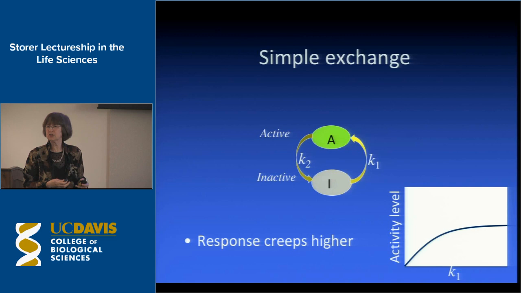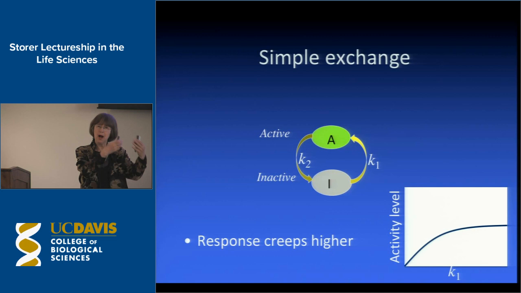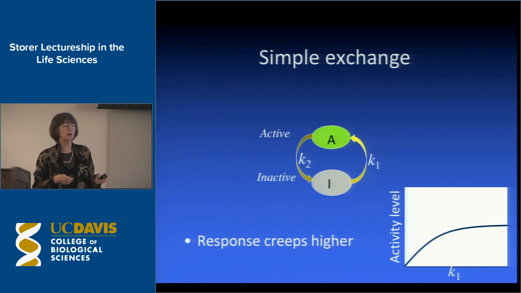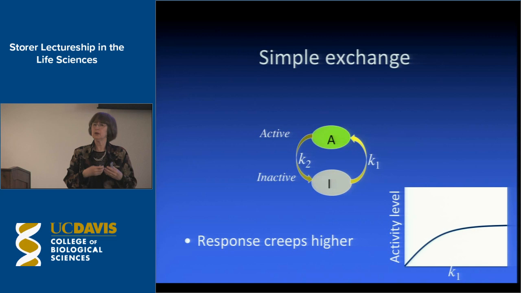If you vary these rates slightly, for example, here I show variations in the rate K1, well, then in that case, the steady state activity level would creep upwards and it would maybe get to some maximum. But you wouldn't really have a state of high activity, which is very, very distinct from a state of low activity in the same cell. So this is what mathematicians call a linear model, and it would not give you a very interesting switch-like behavior.